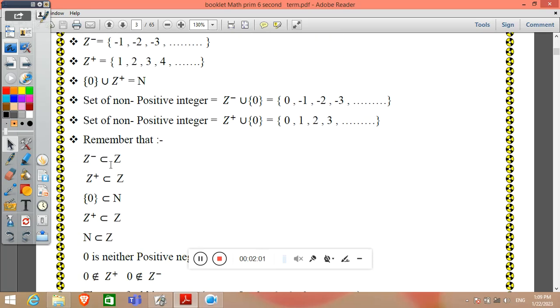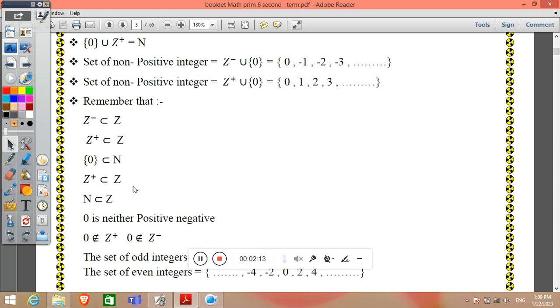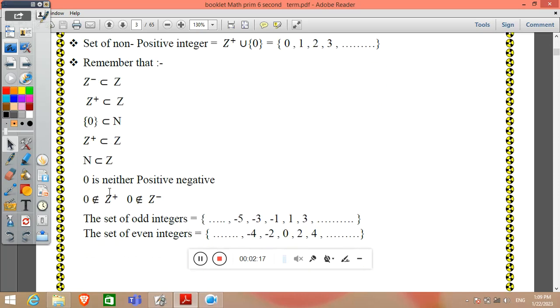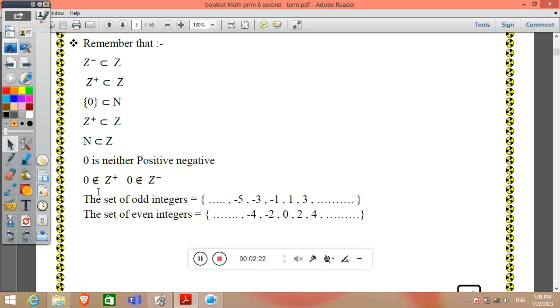Remember these remarks. Z negative is a subset from the set of integers, from the Z. Z positive is a subset of Z. 0 is a subset of natural number. Z positive is a subset of Z. N is a subset of Z. 0 is neither a positive nor a negative number. 0 doesn't belong to Z positive and it does not belong to Z negative.